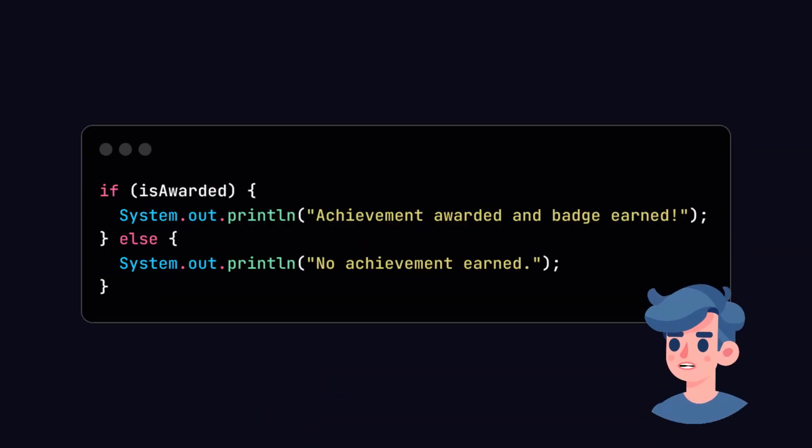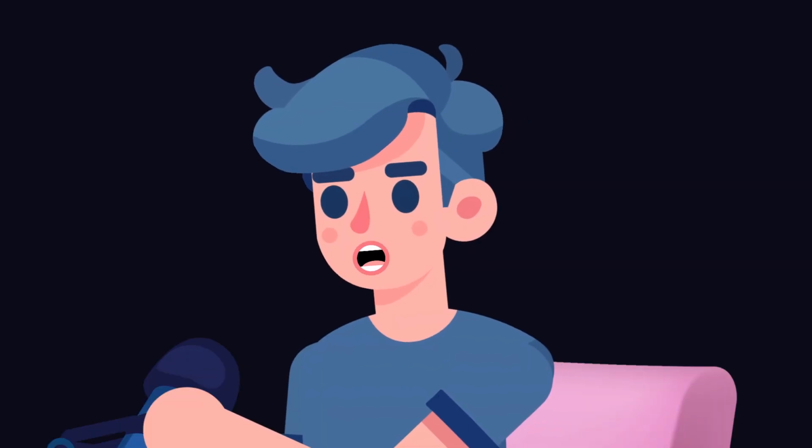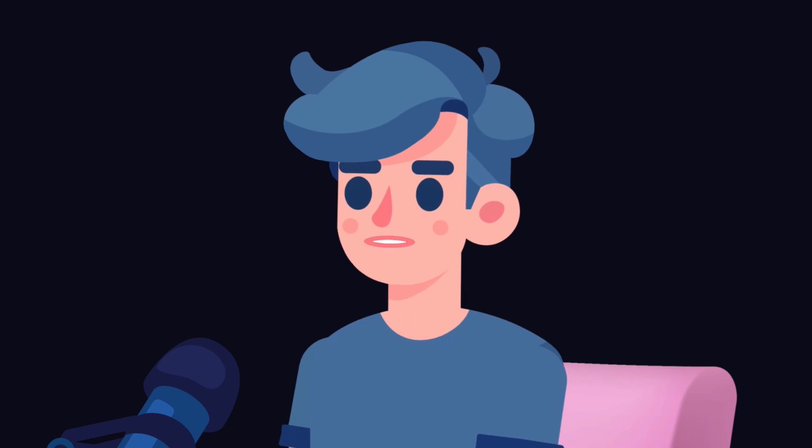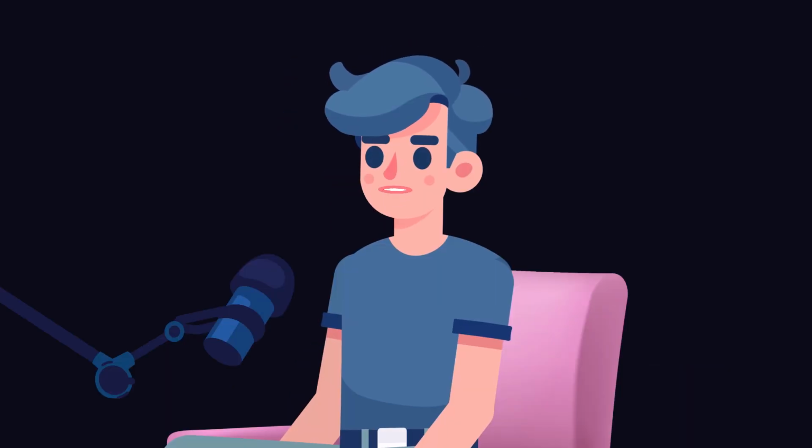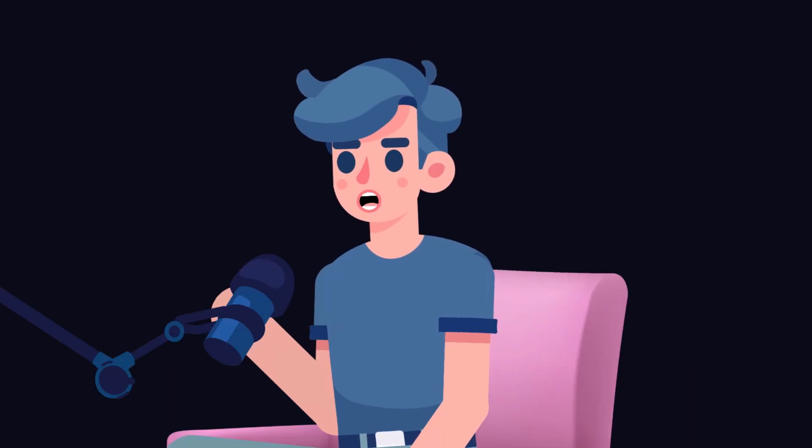Let's update our console output to also inform users when they earn a badge along with their achievement. Now we're ready to observe the full functionality of our achievements and badges system. Run the program one last time and enjoy seeing both awards being printed in the console.